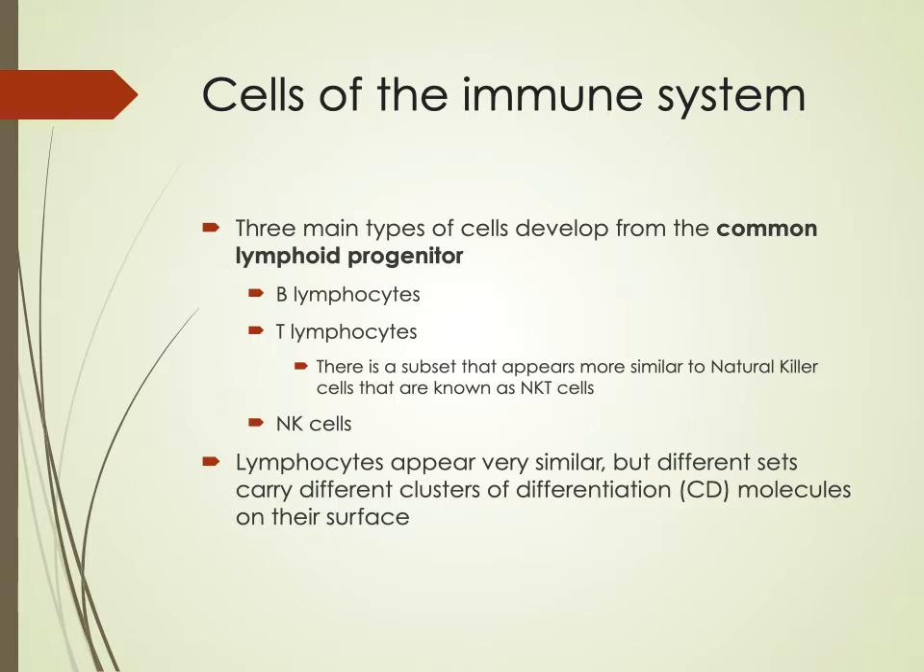So with lymphocytes, they can look very similar, but they end up having different sets, different clusters of differentiation, also known as CD molecules, on the surface. So if we were to look at these cells underneath the microscope, they wouldn't really look different to us. But if we were to do staining with different antibodies that were specific to different clusters of differentiation, these different surface molecules, we would be able to see the difference between them.